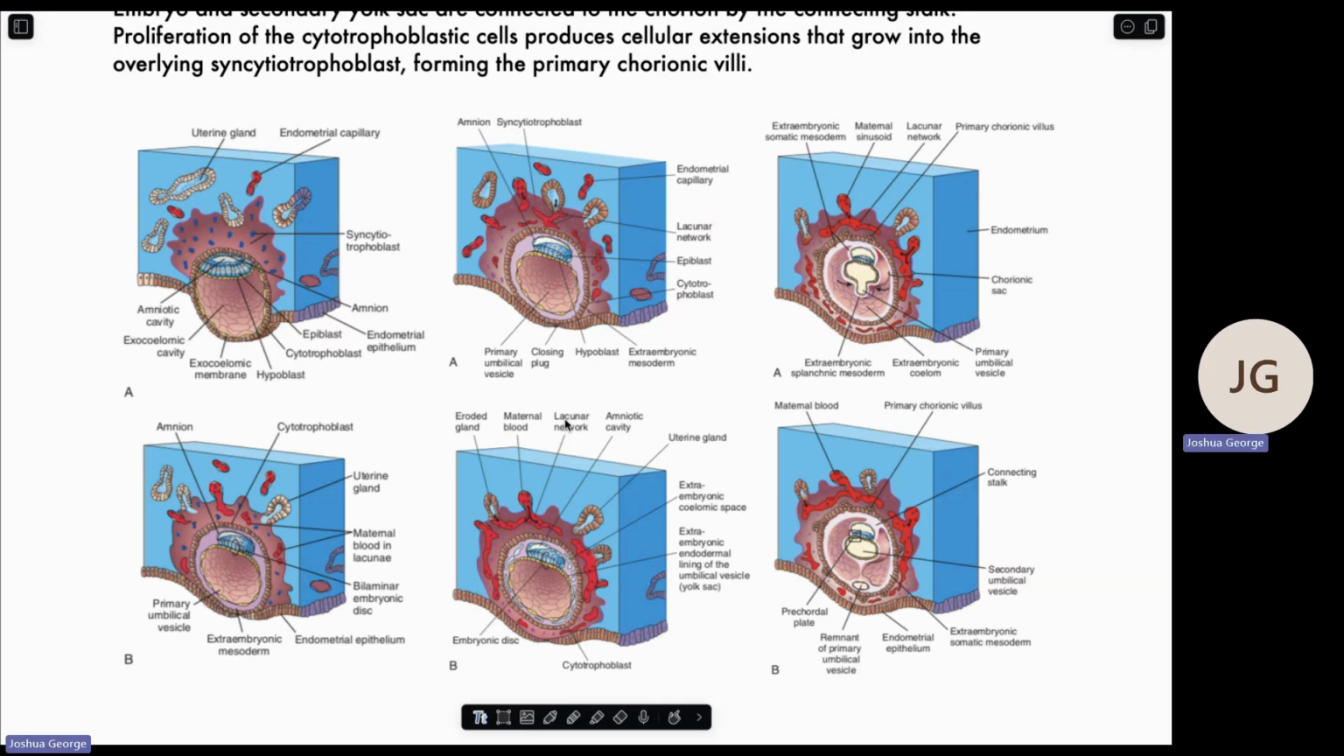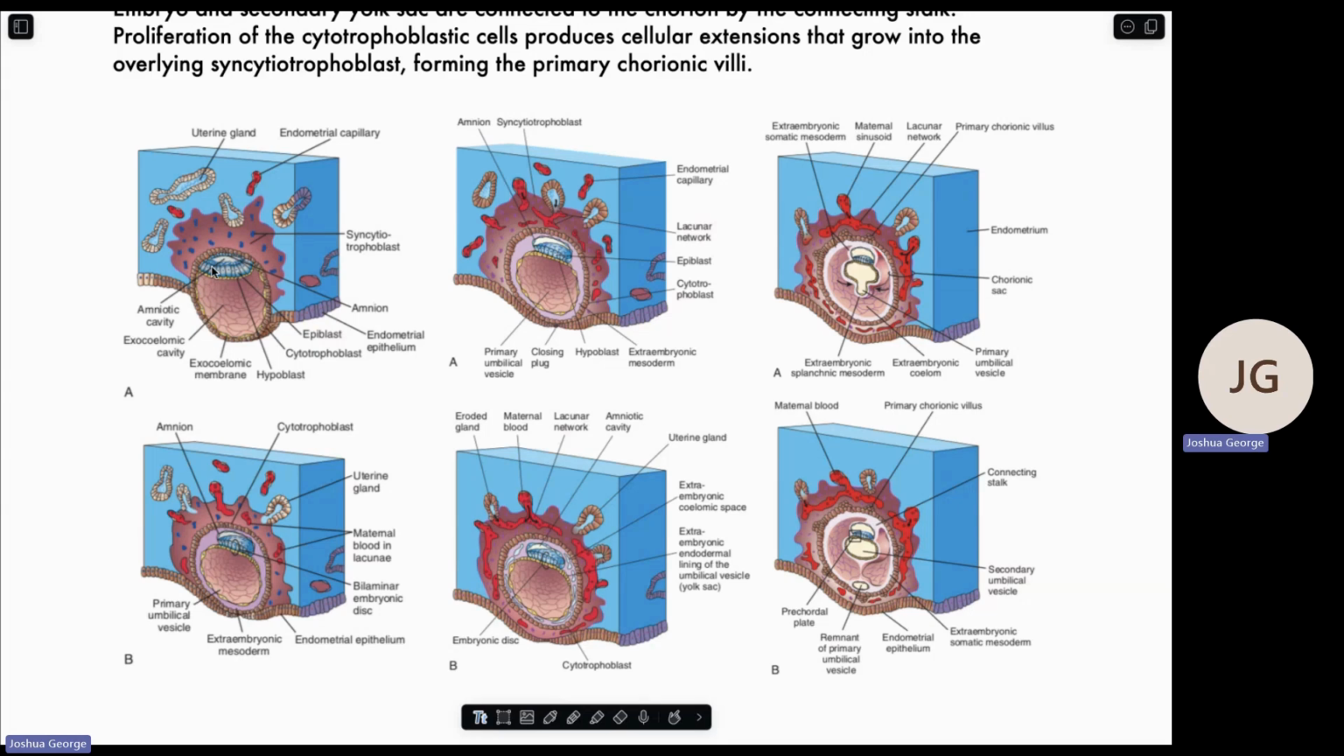On day 7, finger-like extensions or projections called the syncytiotrophoblast basically project outwards from the trophoblastic layer of the blastocyst, which is essentially a cuboidal layer of cells. And this blastocyst basically contains something called a hypoblast and an epiblast. And so a hypoblast and an epiblast get to form over here in this region.